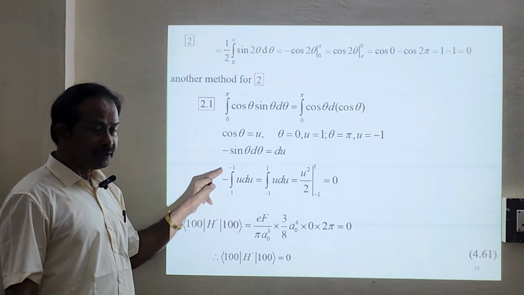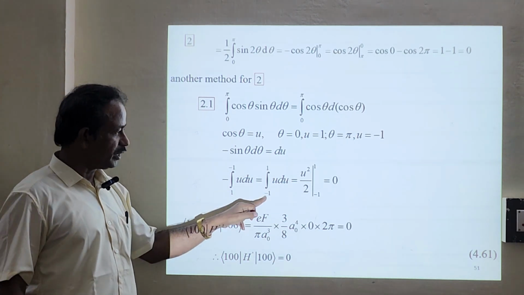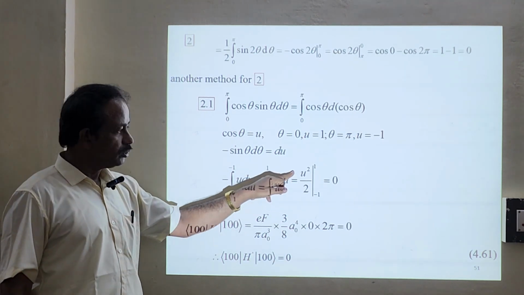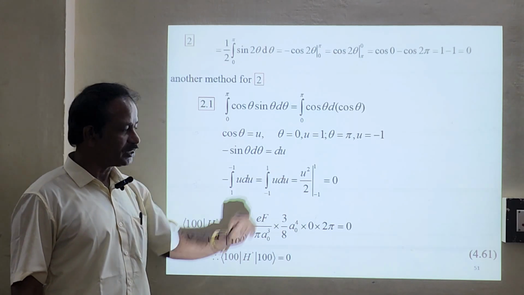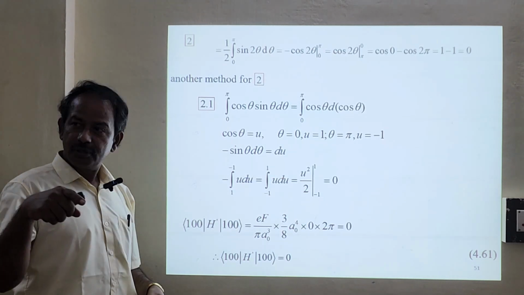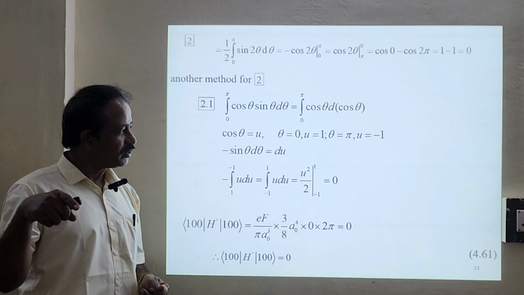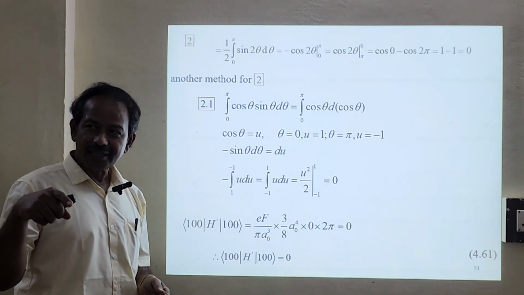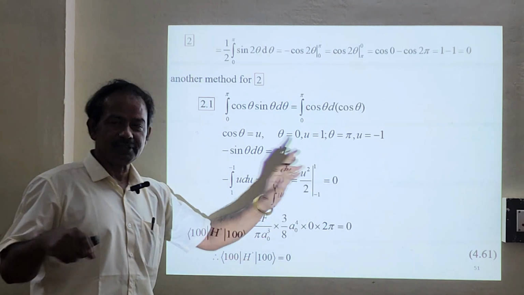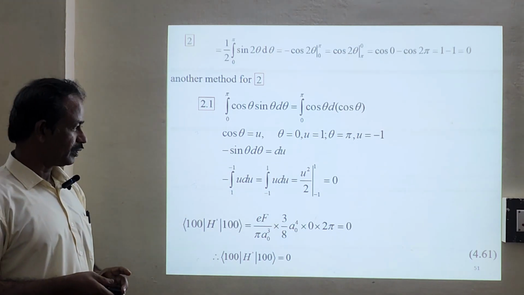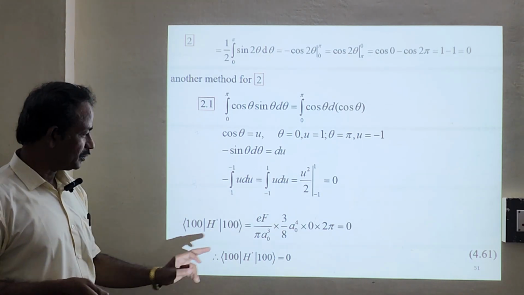So I will change the limit now, removing the minus sign. So minus 1 to plus 1, u du, u squared by 2, from minus 1 to plus 1. So 1 by 2 minus 1 by 2, answer will be 0. Okay, second term answer is 0.